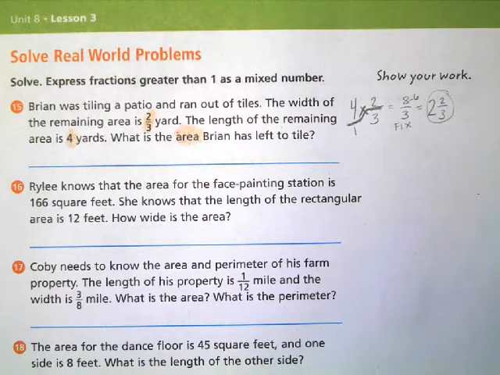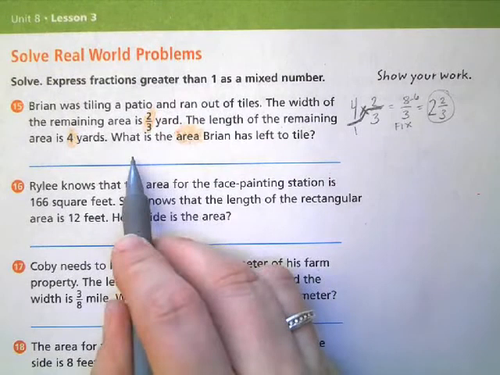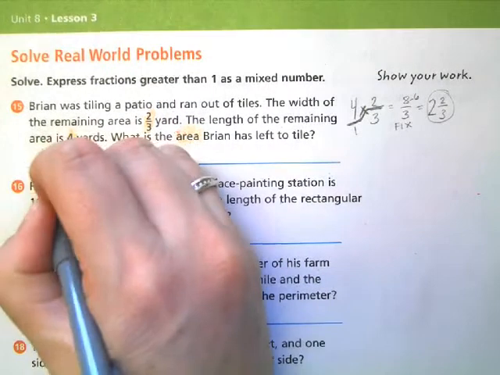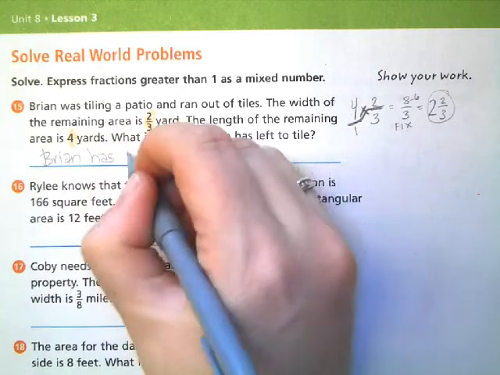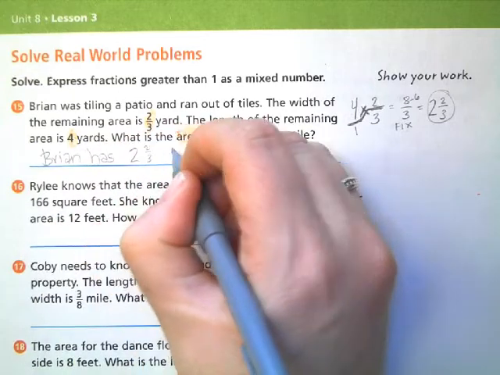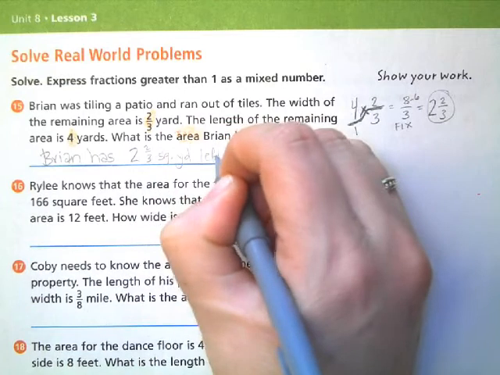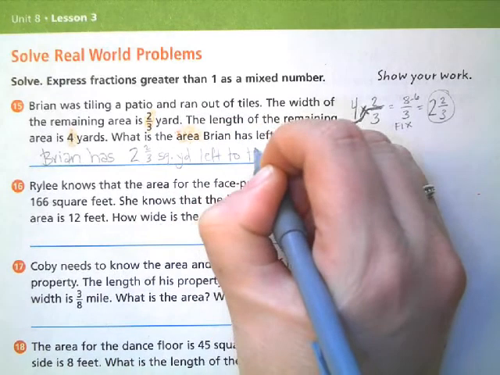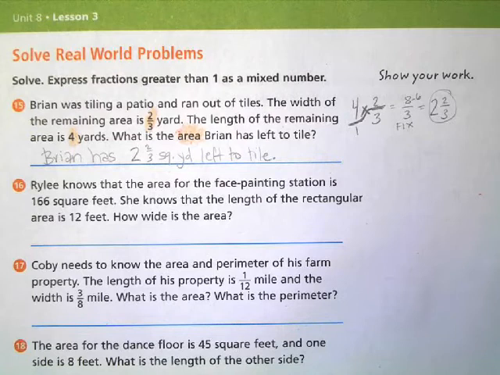So the area that he has left to tile is 2 2/3, and because it's area, we have to say square yards. So let's write it in a sentence. Brian has 2 2/3 square yards left to tile. That was not so bad.